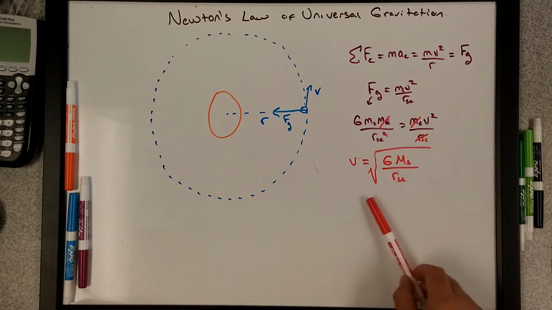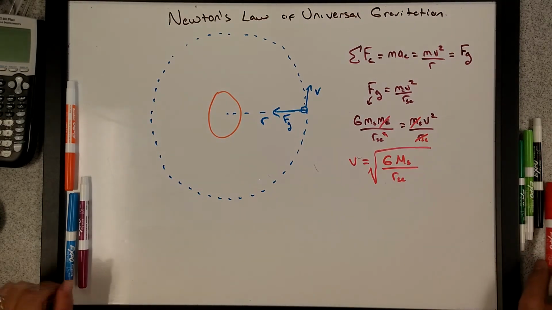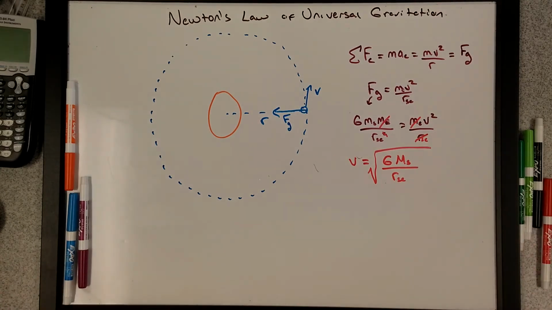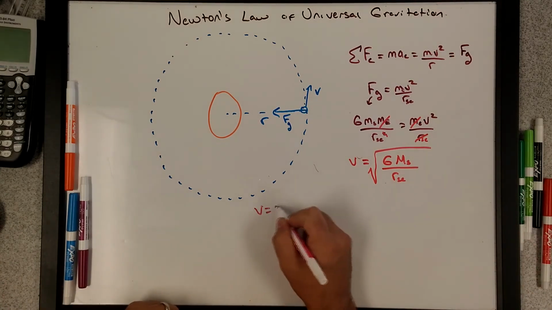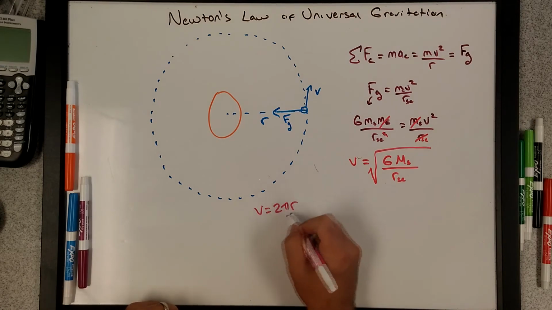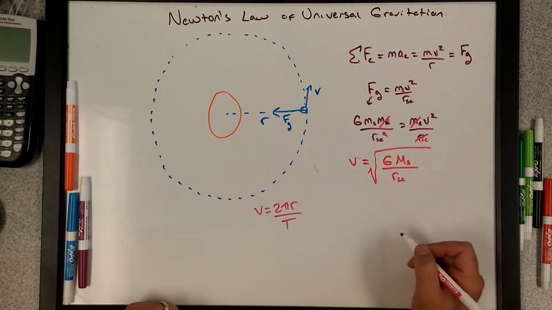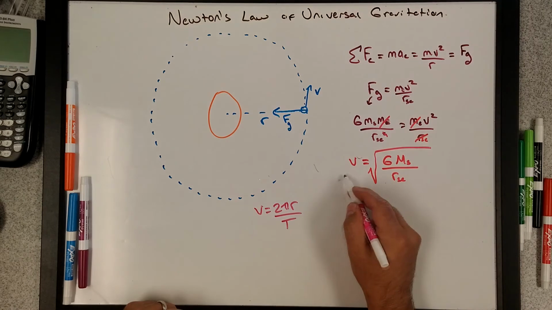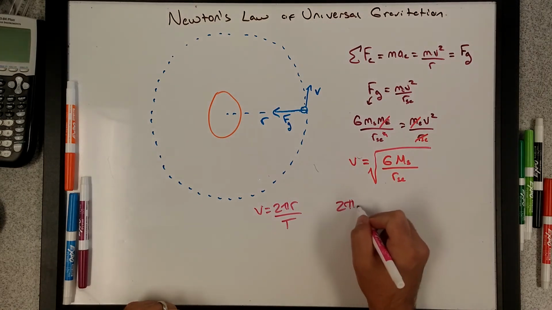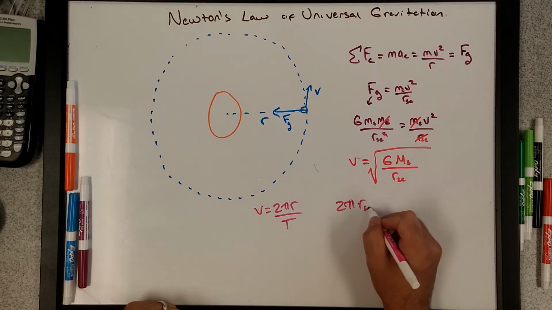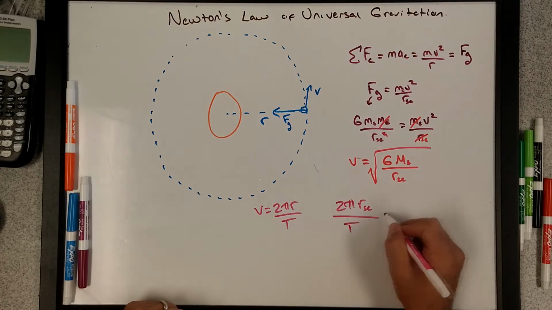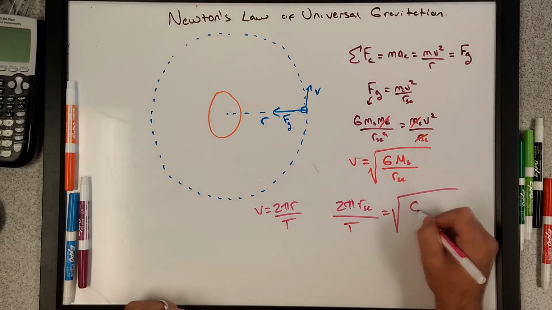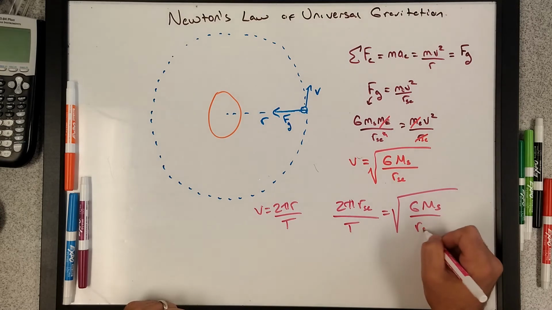But not only that, we can kick this up a notch. If you recall from one of the other videos I did, the velocity of any object in circular motion is really the circumference of that orbit divided by its period of rotation or revolution. So now I can replace this over here. I can say 2 pi r, where r is the distance between the sun and the earth, divided by the period, is equal to the square root of G M_s over r_se.